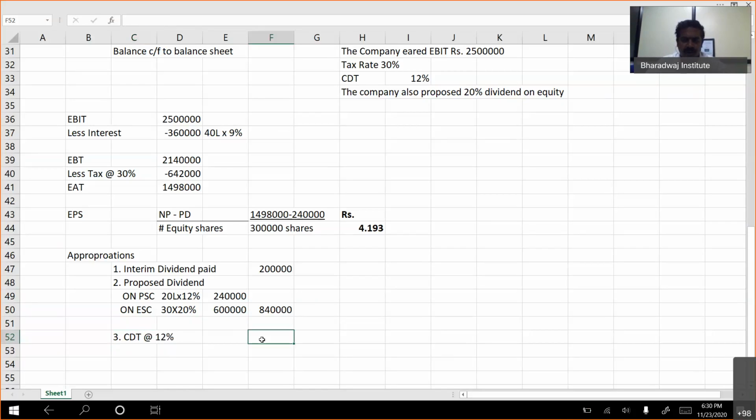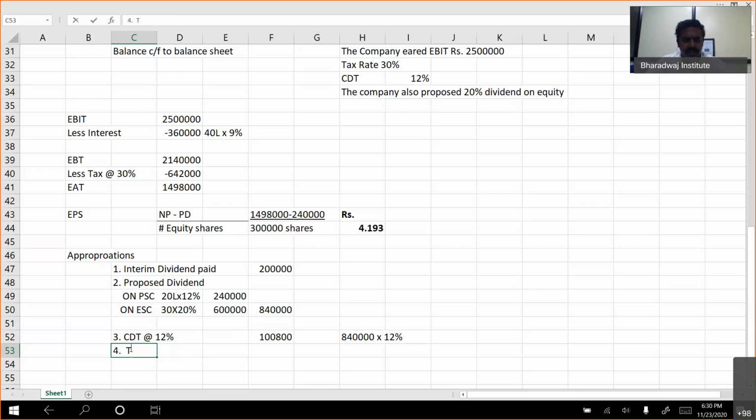So 12% of what? 8,40,000 into 12%. Corporate dividend tax will be on the total dividend proposed. 8,40,000 into 12%. They have specified that percentage, we have taken.